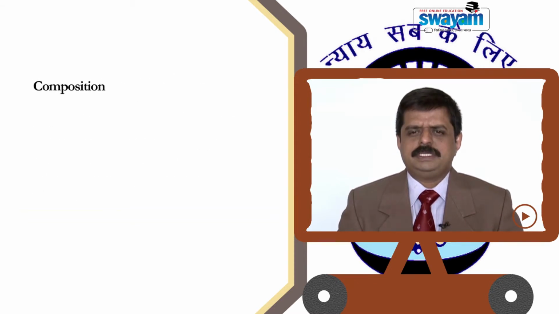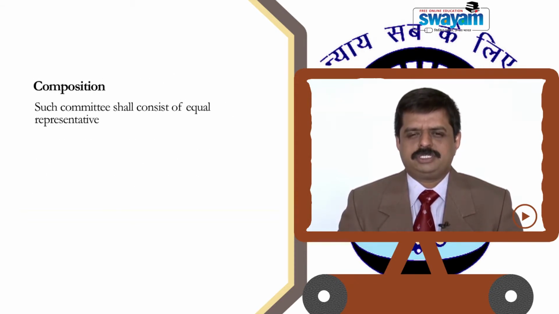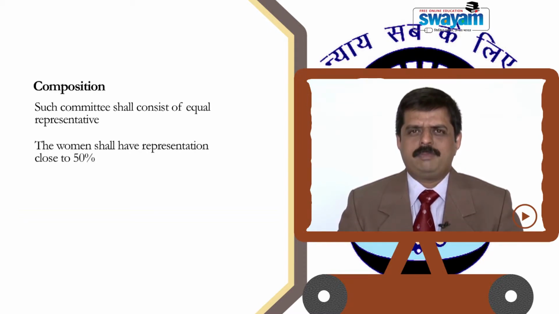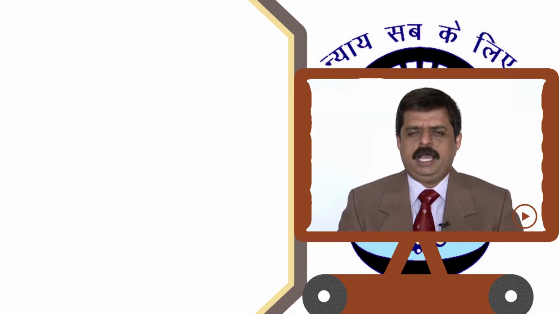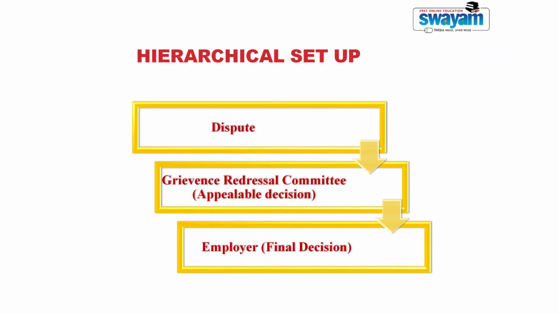The composition would be equal in number, as I mentioned, and one important thing I want to mention is that women should form at least 50% of the representation. And when the grievance redressal mechanism comes into function, the dispute is referred to the committee. The decision of the committee is appealable, and from the committee the decision goes to the employer in appeal, and his decision becomes final.